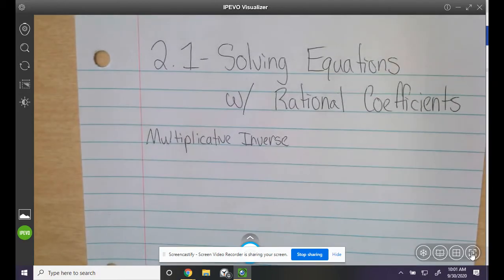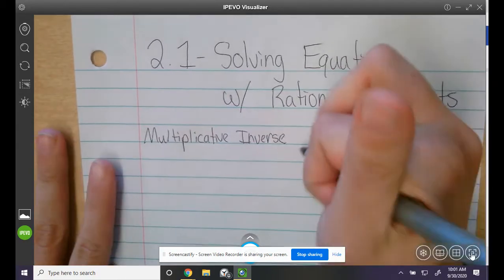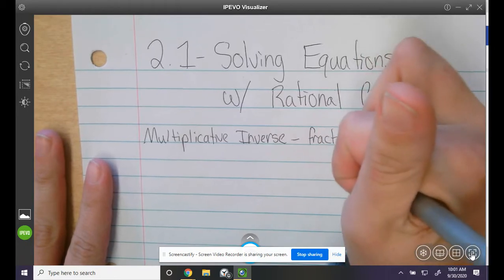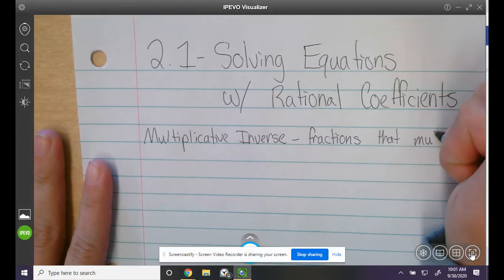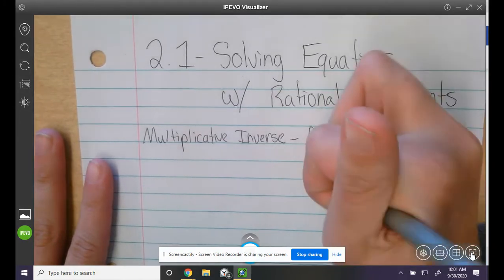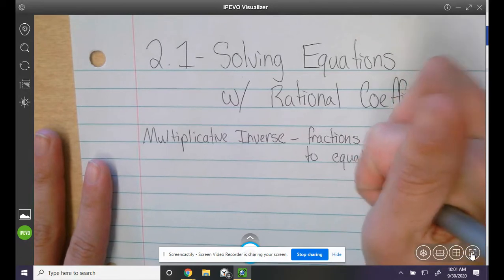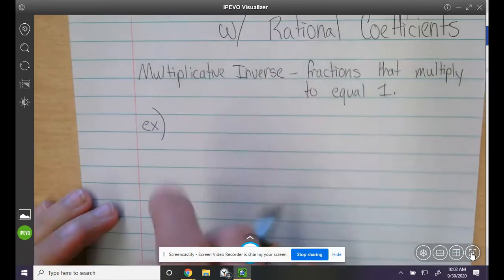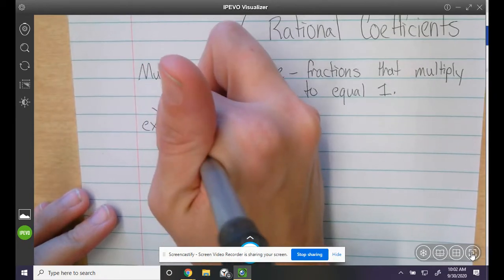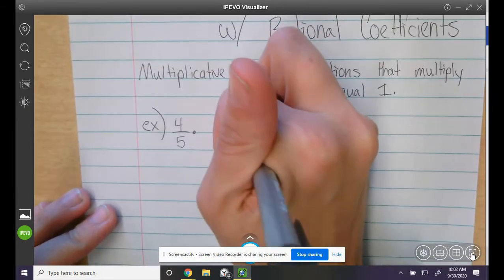All right, multiplicative inverses are fractions that multiply to equal 1. Example of this, 4/5 times something equals 1.